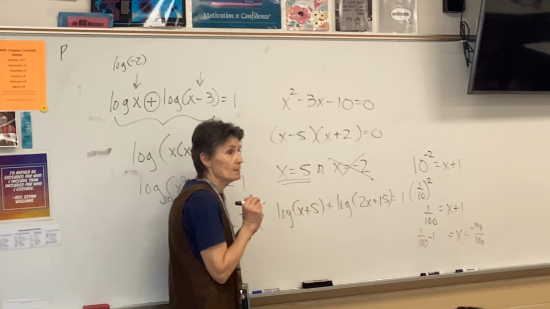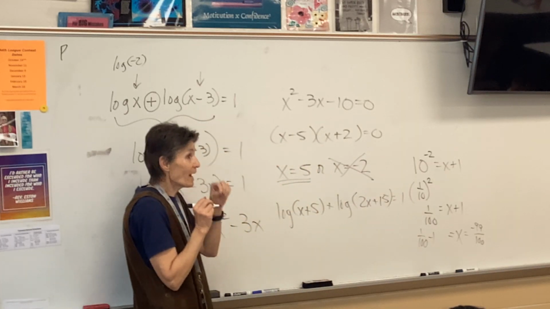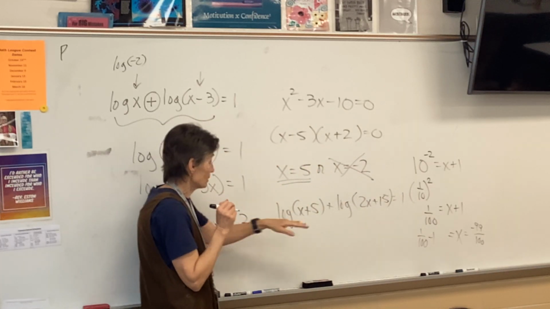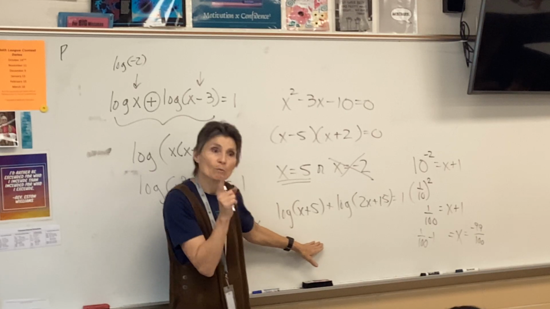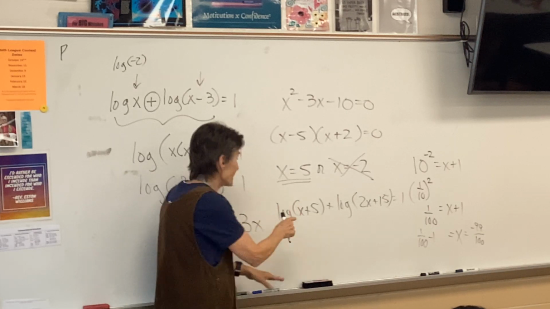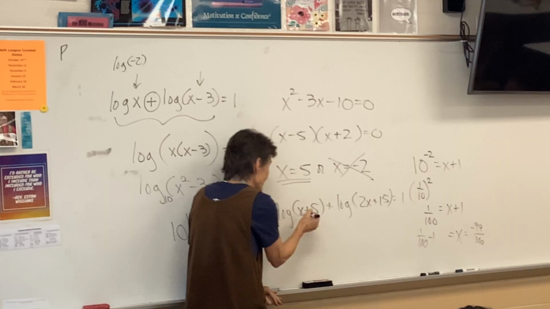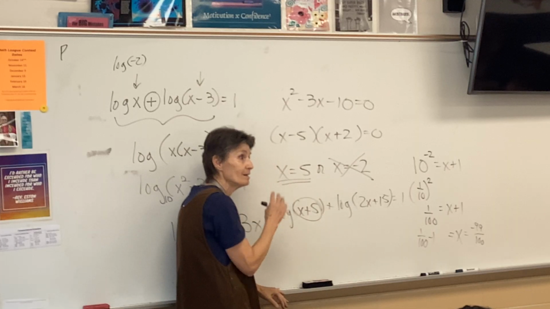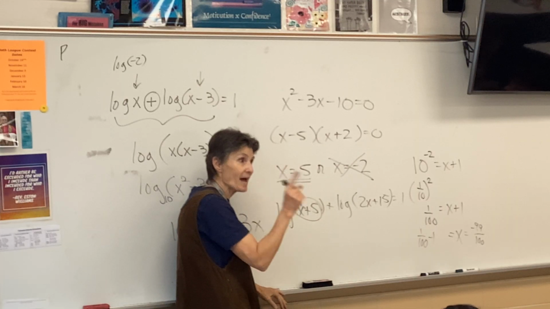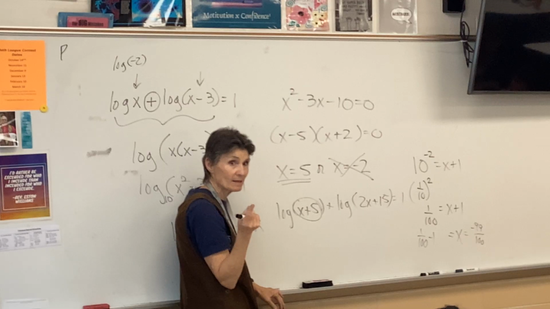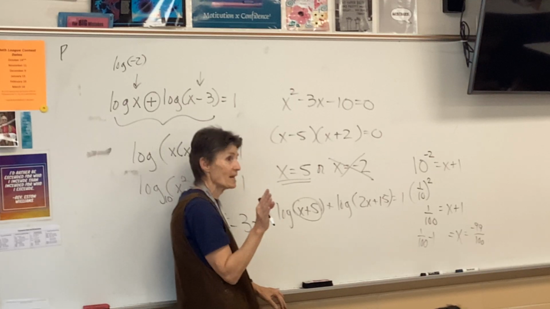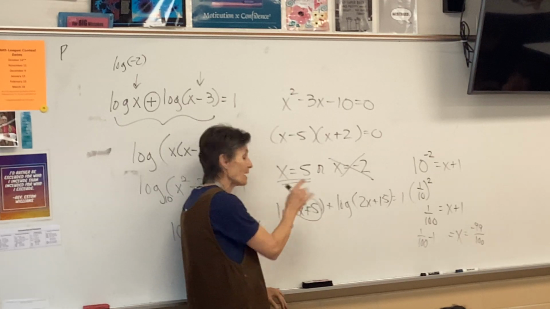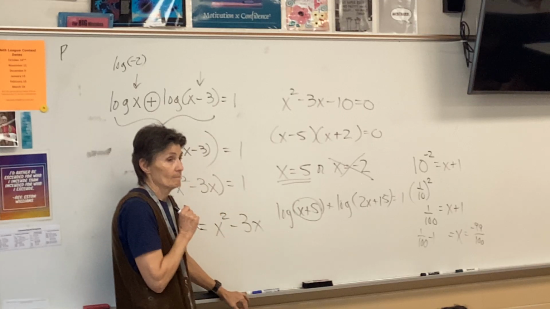Now, if I got negative 2 when I solved this, it would be okay, because if I put negative 2 in, this number is still positive. That's the key. You see what I'm saying? Don't just cross off negatives, because sometimes negatives are okay.